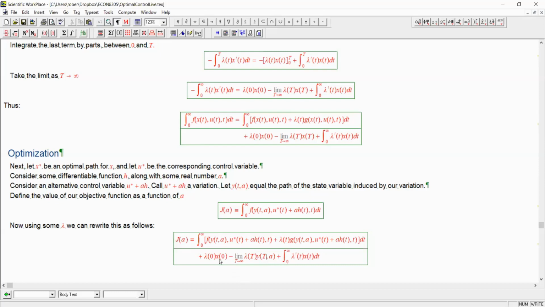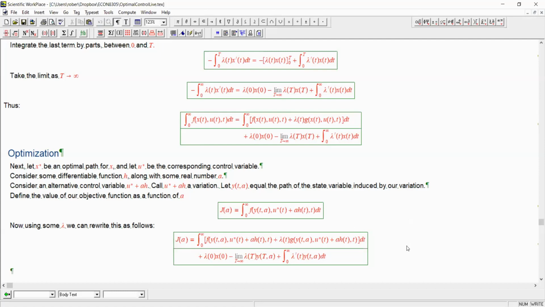Now, why didn't I change this for y? We could do that for consistency. However, remember, one of the conditions of this optimization problem is that x0 is given. So no matter what is the value of a, no matter our variation, this number is not going to change. Finally, we have to write y there. Very good.